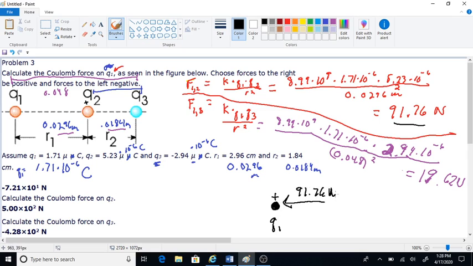91.76 newtons. Now, what is 3 doing to 1? It is pulling it. Opposites attract. So 3 is pulling 1 to the left. How much?